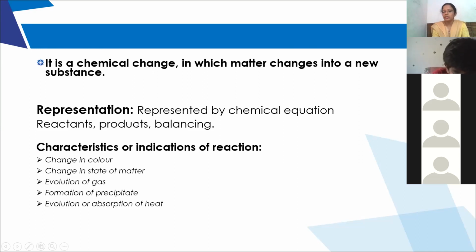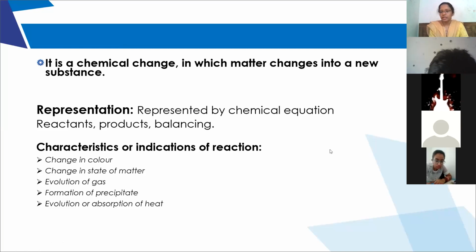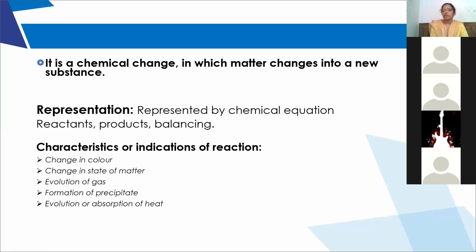So how to represent a chemical reaction? I think there is no need to explain this one. On the left hand side, what will we write? Reactants. On the left hand side we write reactants, and on the right hand side we write products, and they are separated by an arrow, right?